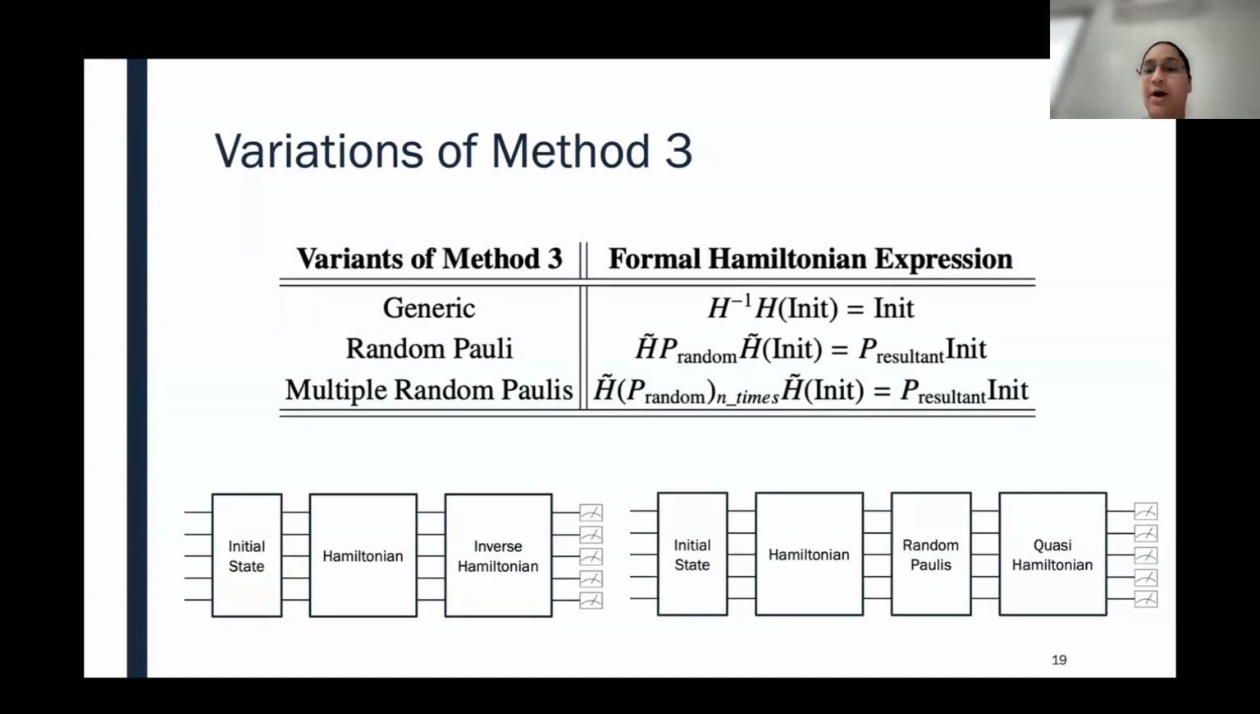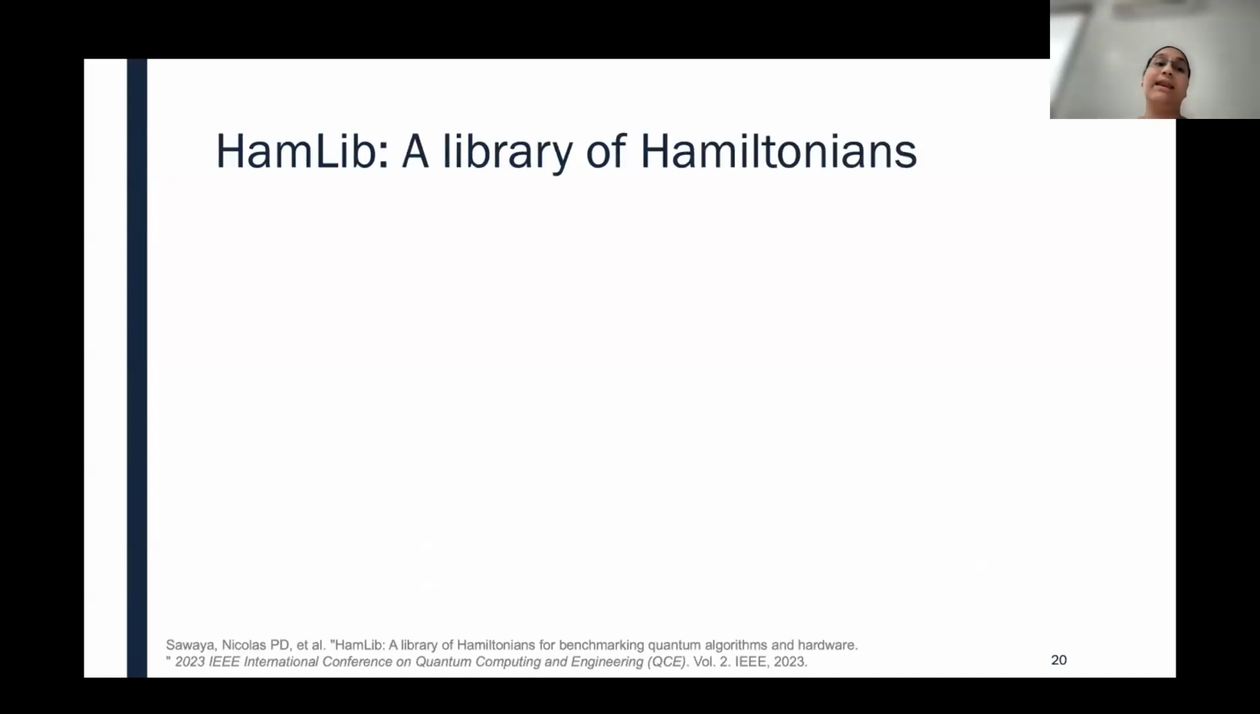The next kind is what we call the random Pauli or the multiple random Paulis. We have the initial state, the Hamiltonian, but between the Hamiltonian and the inverse Hamiltonian, we have a set of random Paulis. So this set of random Paulis is responsible for not nullifying errors in the system, and therefore giving us a truer sense of what the hardware noise looks like. So if we have only one random Pauli, we call the variant random Pauli. If we have a set of random Paulis, we call it multiple random Paulis. So in our experiments, when we work with multiple random Paulis, we have used 10 different random Paulis and averaged over them.